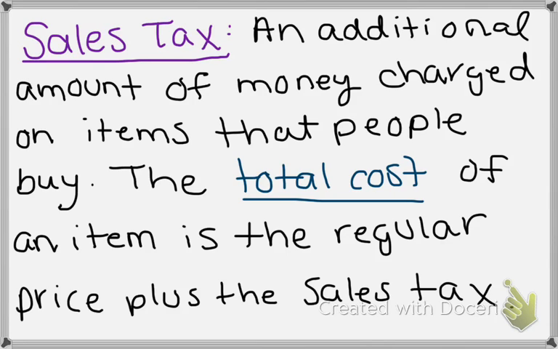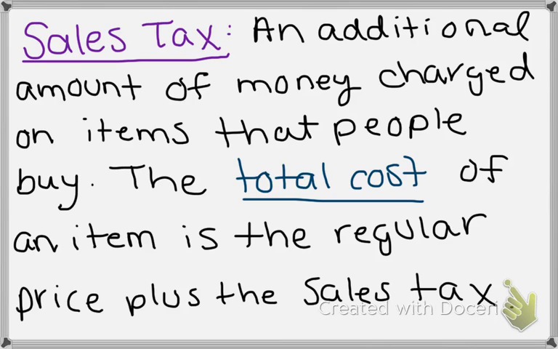Sales tax is an additional amount of money charged on items that people buy. The total cost of an item is the regular price plus the sales tax. So this is when you go to the store and you buy something. Say you went to the store and bought a chocolate milk, and say the chocolate milk was $2. You have to pay that $2, but you also have to pay tax on it, the sales tax.